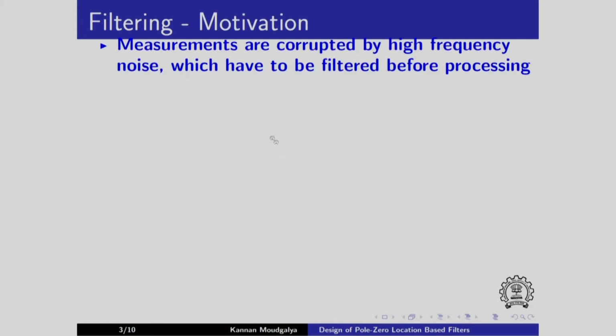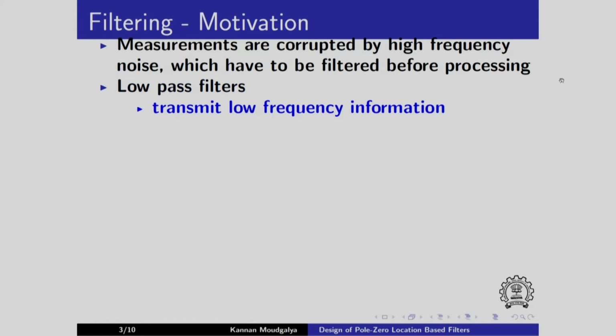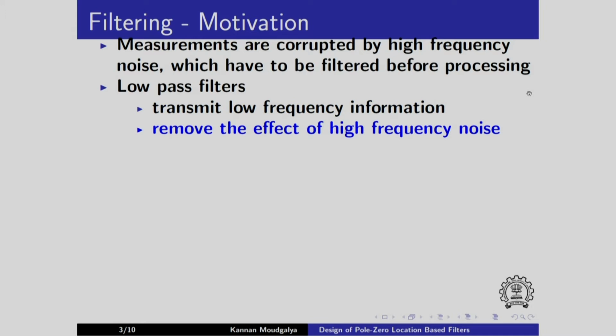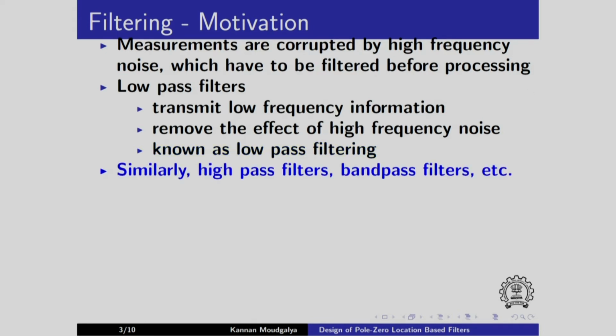What are the reasons for filtering? Measurements are corrupted by high frequency noise which have to be filtered before processing. These are done by low pass filters which transmit low frequency information and remove the effect of high frequency noise. This is known as low pass filtering. Similarly, we can define high pass filters, band pass filters, etc.